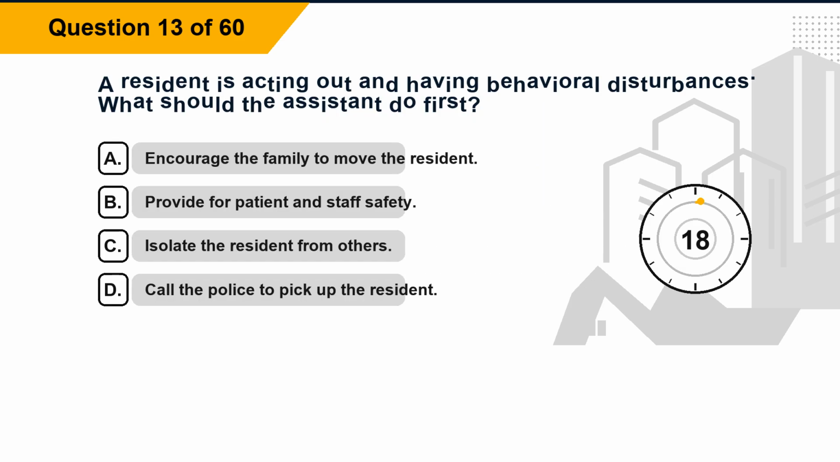Question 13. A resident is acting out and having behavioral disturbances. What should the assistant do first? Option A. Encourage the family to move the resident. Option B. Provide for patient and staff safety. Option C. Isolate the resident from others. Option D. Call the police to pick up the resident.